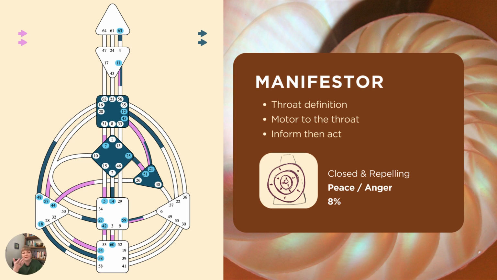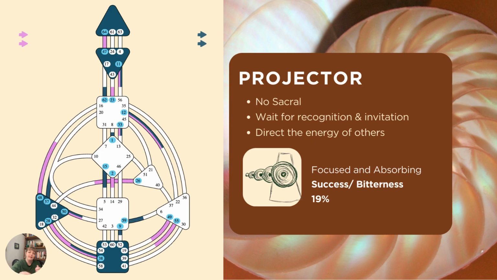Their theme is peace and anger. So when they're in positive alignment, they're going to be feeling peace. When they're coming up against a lot of challenges, they're going to feel that anger. Again, the anger can be used to redirect them into something more peaceful when they're aware of that theme.